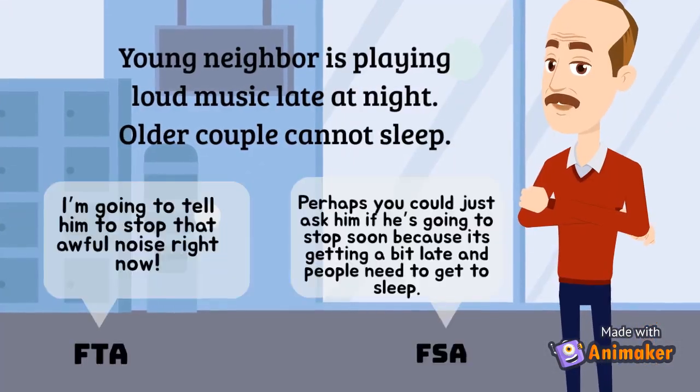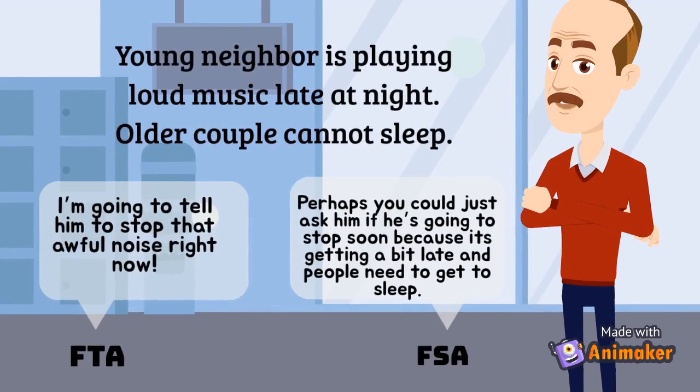Now, let's see the difference. The situation is like young neighbors playing loud music late at night. An older couple cannot sleep. The first utterance says, "I'm going to tell him to stop that awful noise right now." In this case, the person does the FTA. The second utterance says, "Perhaps you could just ask him if he's going to stop soon because it's getting a bit late and people need to get to sleep." Here, the person makes an FSA.